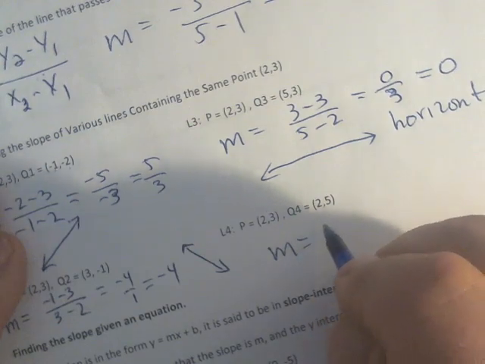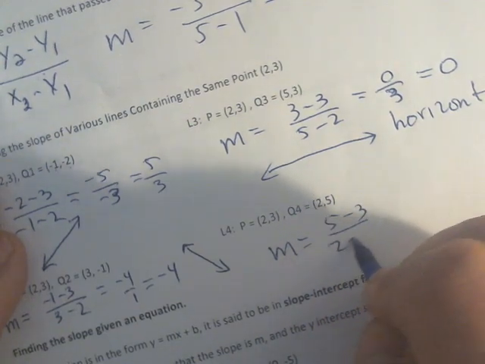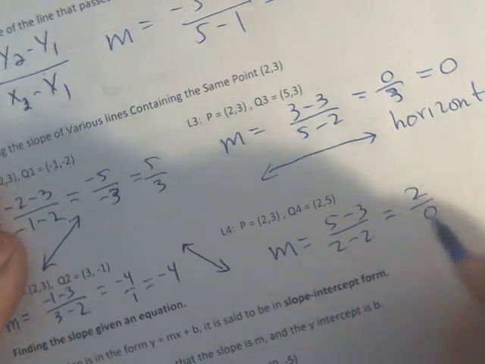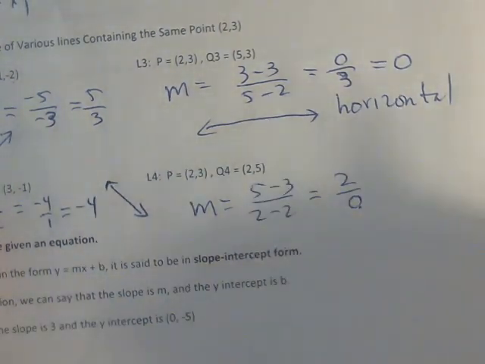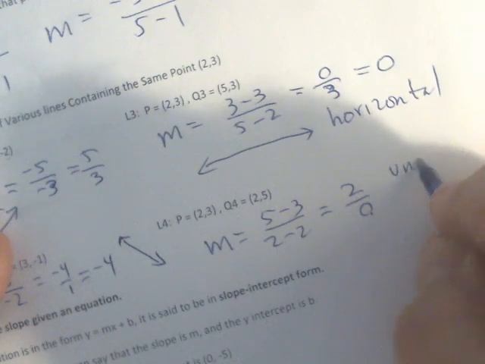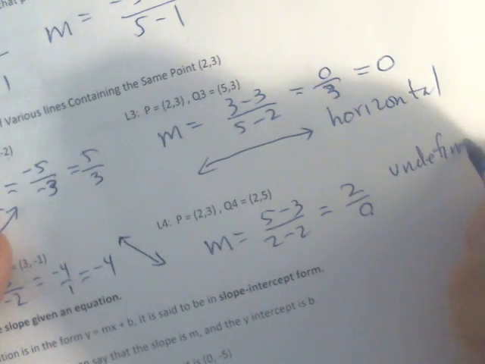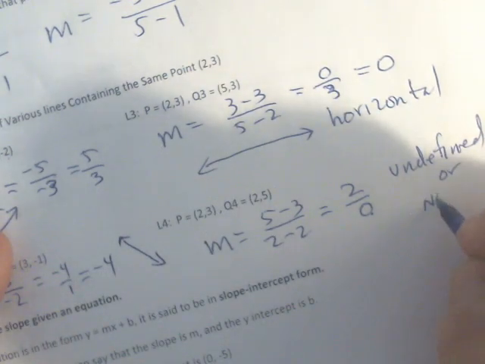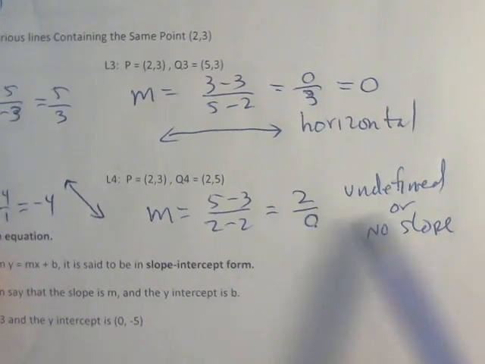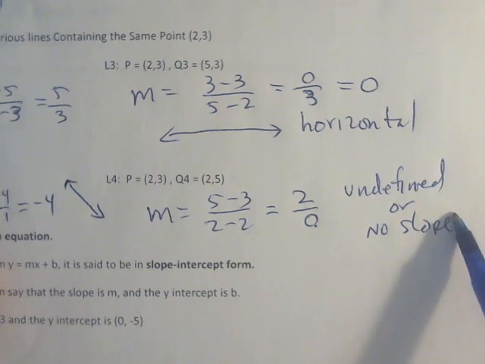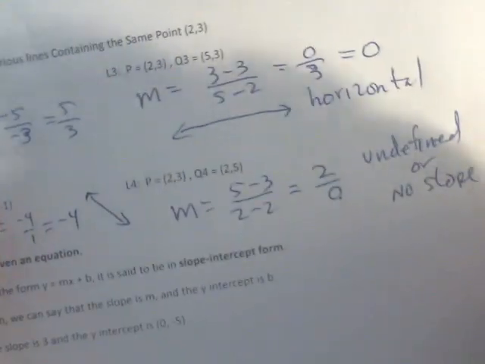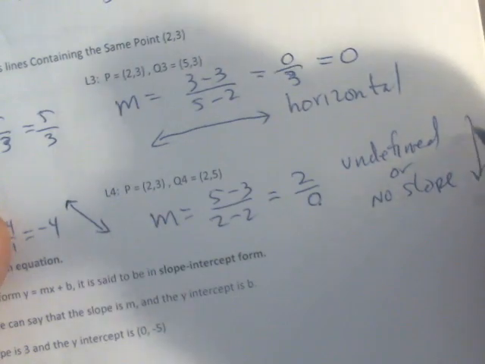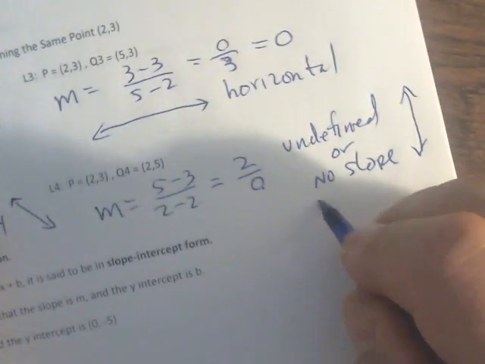and the fourth type will look like this, where you get 0 in the denominator, which is undefined, or no slope. I like to use undefined because sometimes people get no slope confused with 0 slope, but it is a vertical line.